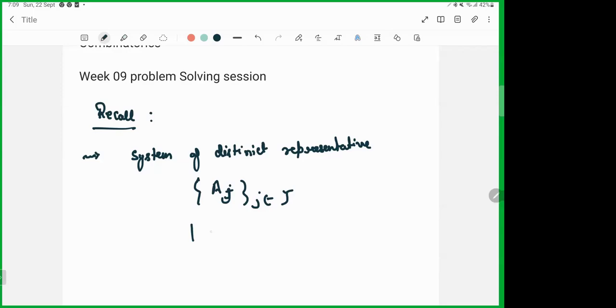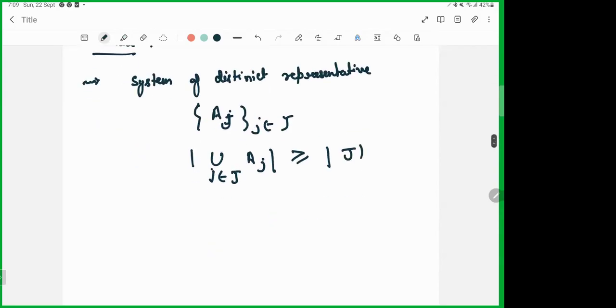The cardinality of the union of A_j over j belonging to J should be greater than or equal to the cardinality of J. This thing should hold, but Hall's theorem says that this condition is necessary and sufficient. So there is one theorem called Hall's theorem.